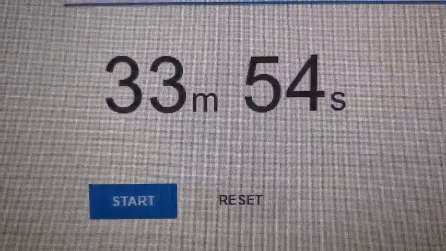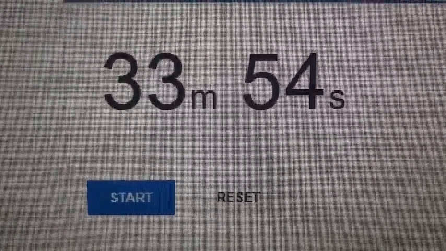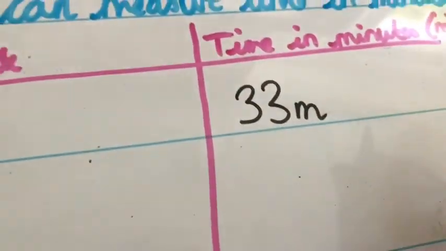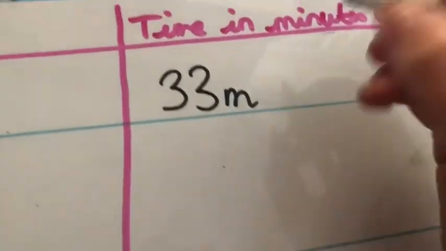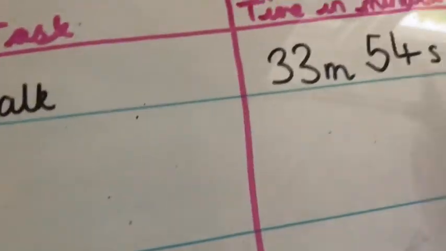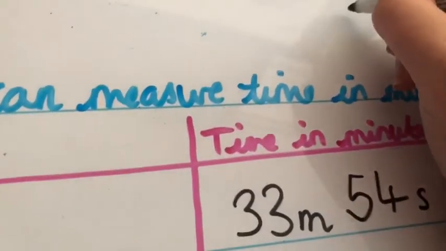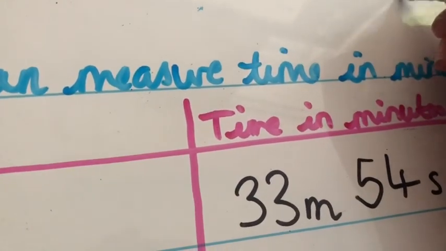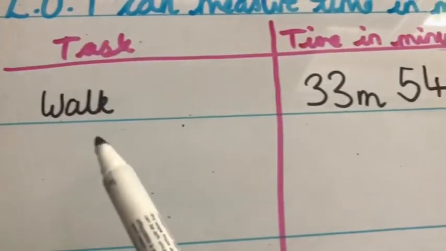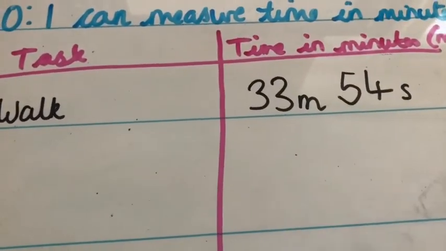So I'm now going to go and write that on my chart, okay? Under task, the task that I was doing, I went for a walk, and the time it took was 33. I'm putting M there for minutes, but it did also take me 54. I'm going to put an S there for seconds, and at the top, I'm going to put S with a dash and write seconds as my key, so that people know what I mean by that. So my walk took 33 minutes and 54 seconds.